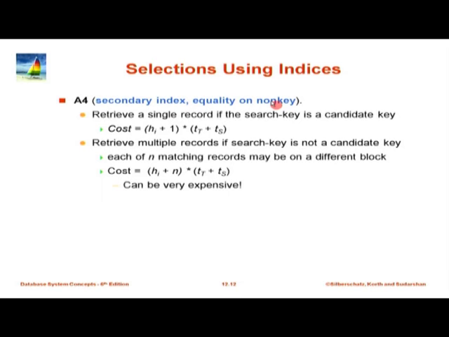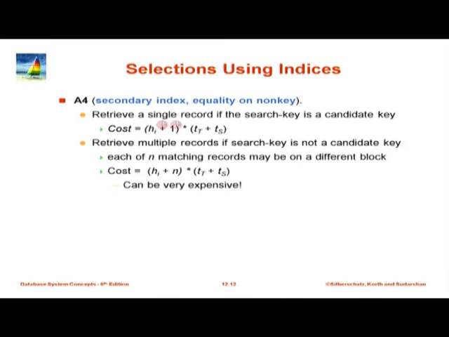So what do I mean by equality on non-key? The secondary index is going to give me a number of records, but these records are going to be scattered all over the underlying file. If I want a single record to be fetched, which is the equality on key, I will traverse down the index and then follow another pointer to the actual record. So HI plus 1, and each of these involves a seek followed by a single block transfer. So this is the cost for when the search key is a candidate key.